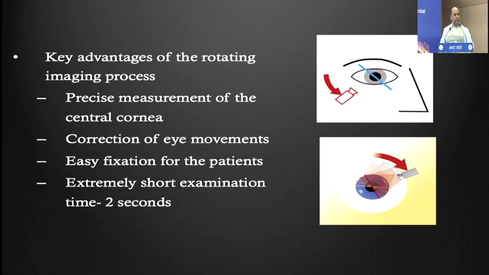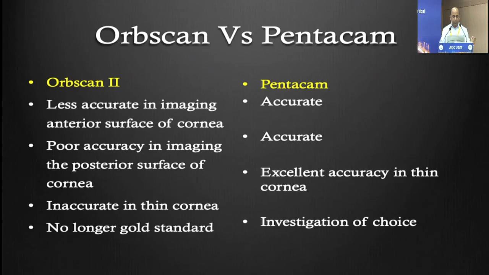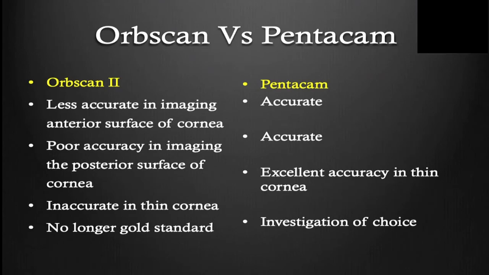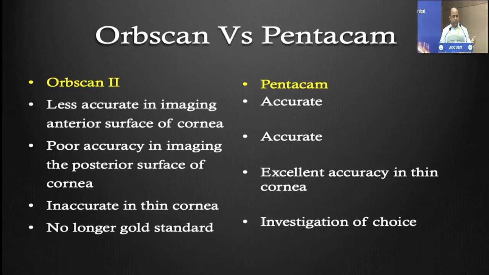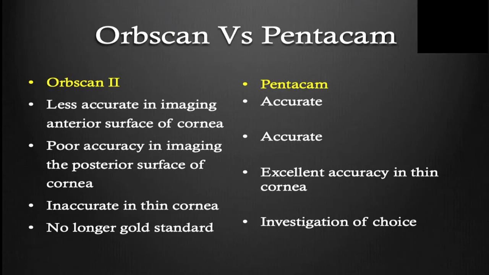The key advantage of the rotating imaging process is the precise measurement of the central cornea. Correction of eye movement is possible with the machine. The fixation is very easy for the patient and it's a very quick procedure, just 2 to 3 seconds. If we compare OpScan with the Pentacam, OpScan was less accurate in imaging the anterior surface of the cornea. Pentacam is accurate. OpScan had poor accuracy in imaging the posterior surface of the cornea, or sometimes it was not possible. Whereas in Pentacam, the posterior cornea can be imaged very nicely. There was inaccuracy in thin cornea in OpScan, whereas Pentacam has excellent accuracy in thin cornea. And it is the gold standard nowadays.